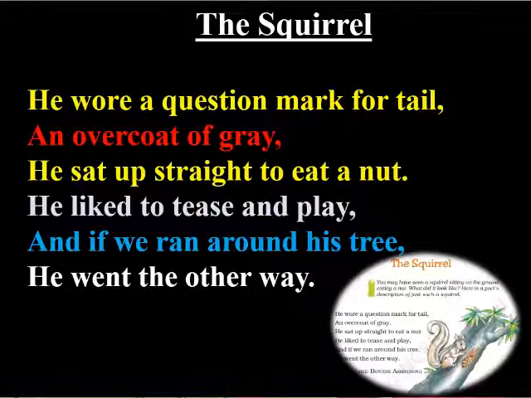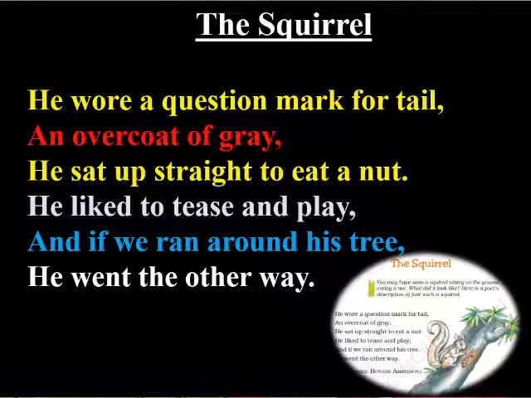Next line, he liked to tease and play. Now, in this line, the poetess tells us about the naughty behavior of the squirrel. She says that squirrels get happiness when they annoy people. She means that the squirrel enjoys teasing people, but the question arises how they tease. We will come to know in the last two lines of the poem.